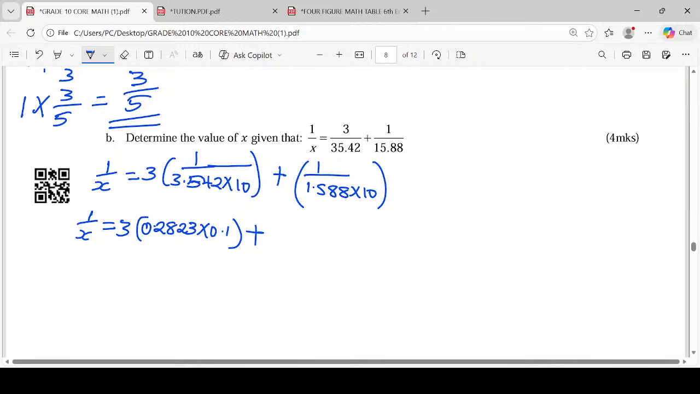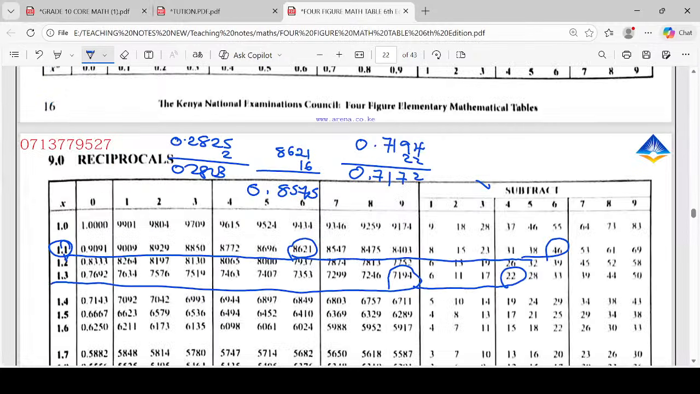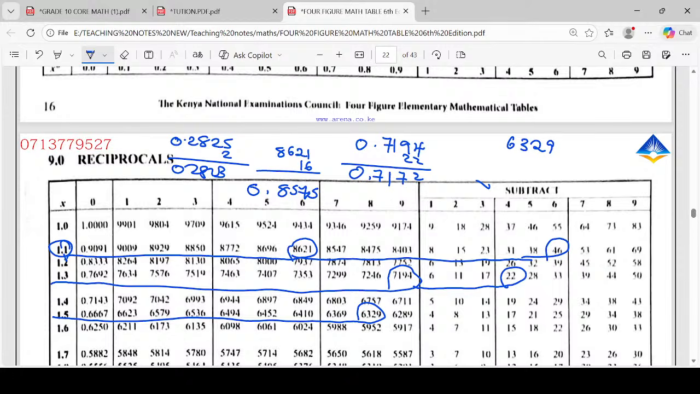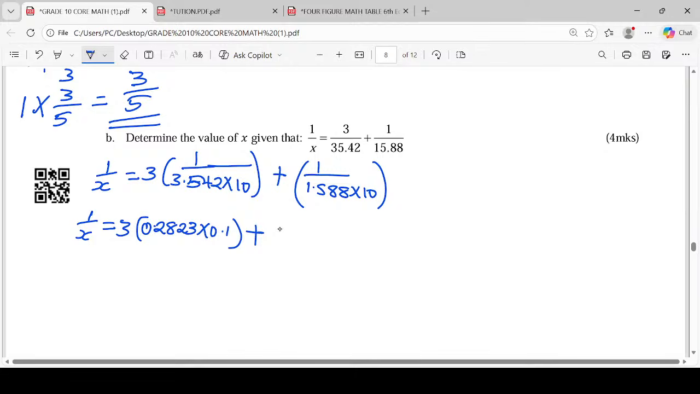Plus, what do you get here? This will be 1.5 then 8. 1.5 is here, go to 8. 0.6329. Then 8 again along the same row, 1.588, 44. You subtract here the 44. When you subtract, 6329 minus 44, this will become 0.6285. So this will now become 0.6285 times 0.1.